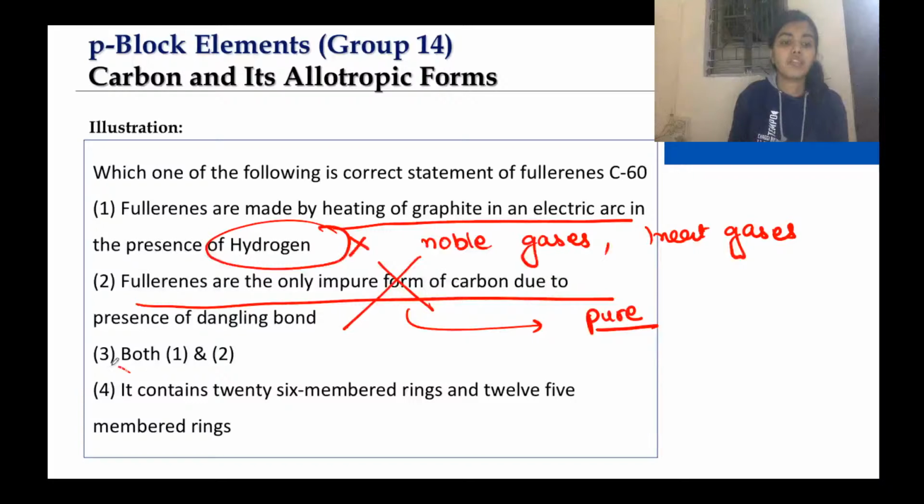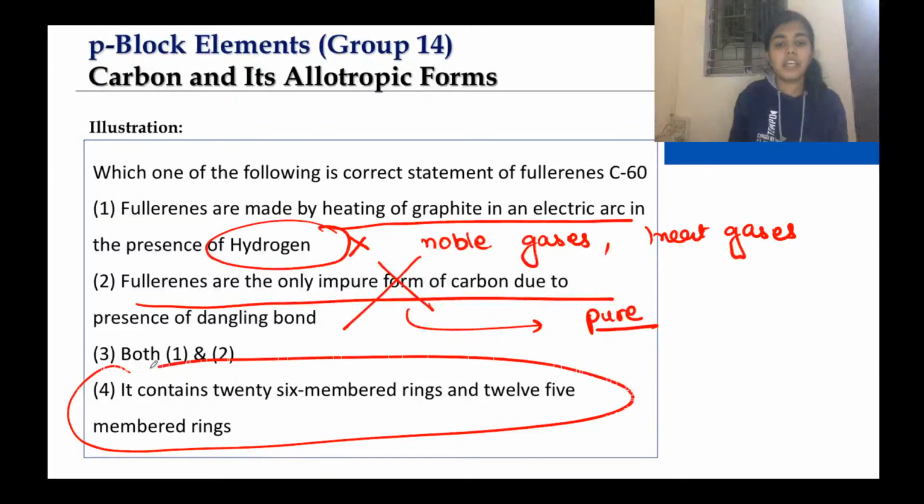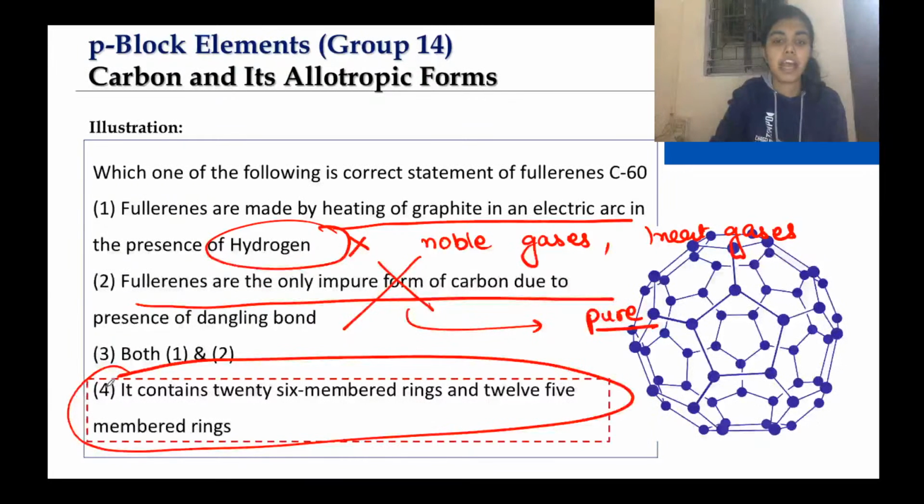Right? Fourth one, if you see, it contains 6-membered rings and 12 5-membered rings. That is correct because we know that it has 20 6-membered rings and 12 5-membered rings, right? So fourth option is correct.